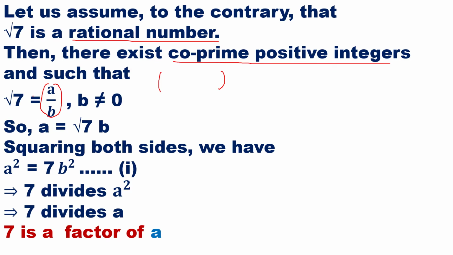So when you cross multiply, you get a is equal to root 7 b. Then squaring both sides, a square will be a square, and root 7 b whole square will be 7b square. Take this as equation number 1. So taking the help of the theorem given in the real numbers chapter: if 7 divides a square, then 7 divides a, right? This is a very important theorem to apply here. Why? Because if 7 divides a square, then 7 divides a, then we can declare 7 is a factor of a, correct?